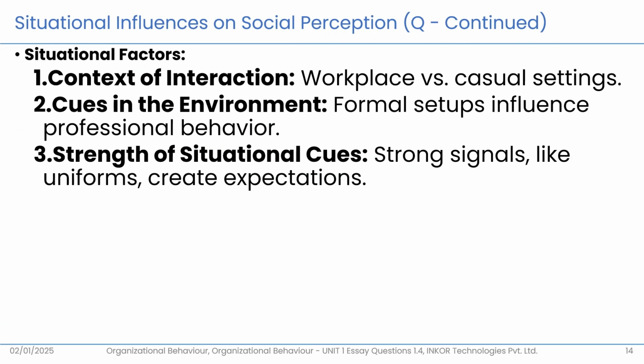The context and environment play a key role in shaping social perceptions. For example, an employee appearing professional in a meeting may be seen differently in a casual setting. Strong cues, like dress codes or roles, influence judgments, ensuring behaviors align with expectations.